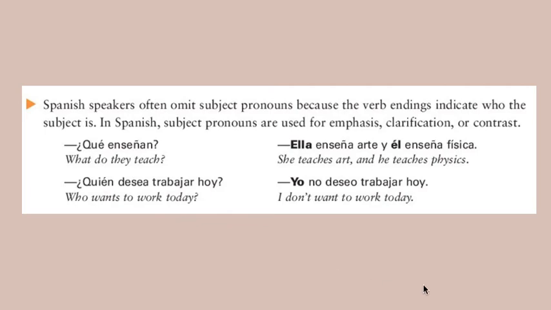Or ella enseña arte y él enseña física. She teaches art and he teaches physics. In this instance, they added the subject pronouns for clarification, or it could also be for contrast. She teaches art and he teaches physics. Notice the verb is the same though. Enseña, enseña. Or yo no deseo trabajar hoy. I don't want to work today. That's more for emphasis. You can add the yo there, in English we do it with our voice. So I don't want to work today. Yo no deseo trabajar hoy. But notice that it's not necessary because deseo or no deseo already means I don't want to without the yo, which is a huge difference from English.